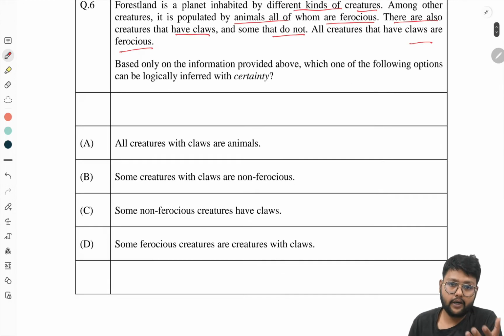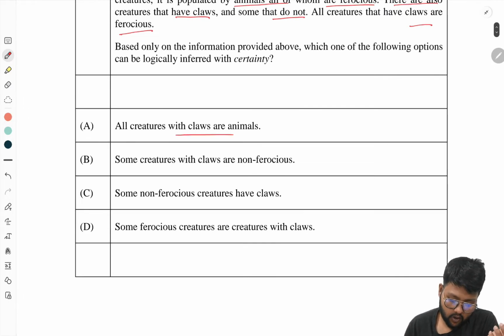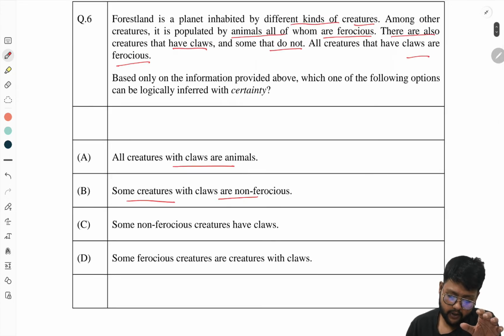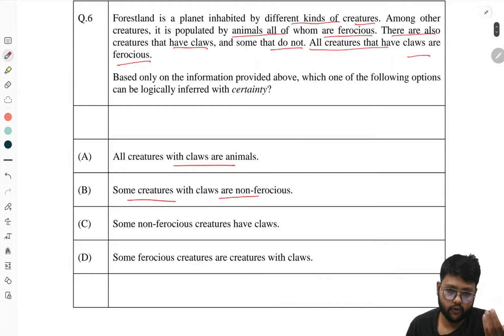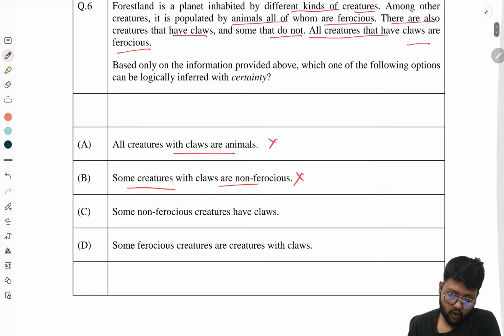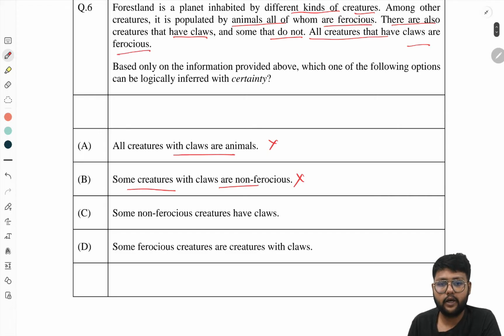So if you read the options, all the creatures having claws are animals is not our correct answer. Some creatures with claws are not ferocious is wrong, because all the creatures that have claws are ferocious. So this will not be our answer. Some non-ferocious creatures have claws is also not the answer, because all those having claws are ferocious.